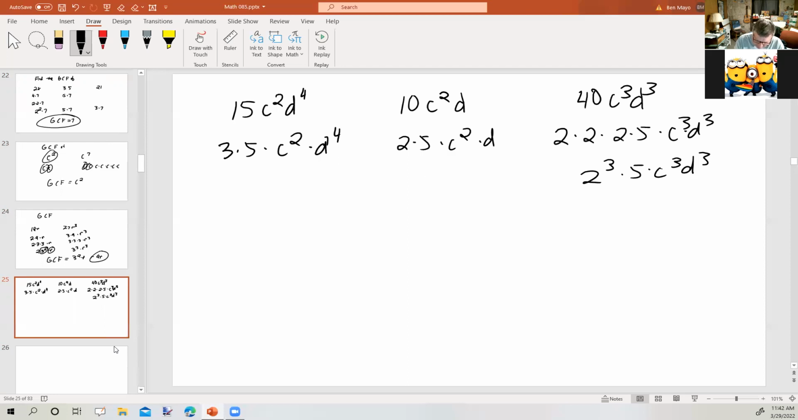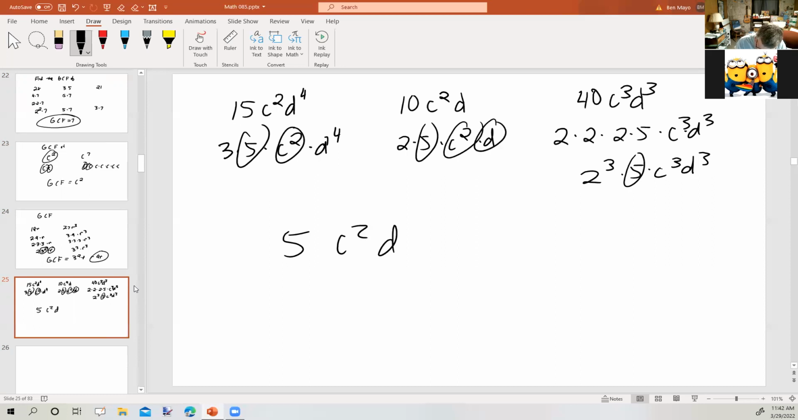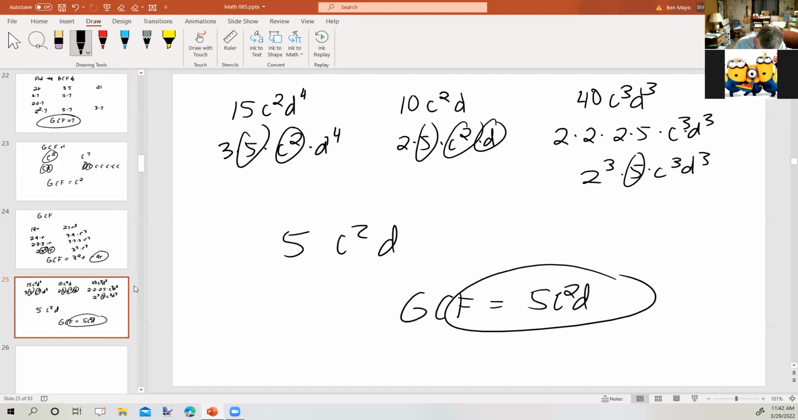So looking at the number parts of each one, let's see. They don't all have any 2s. The first one doesn't. They don't all have 3s, but they all have what? A single 5, and then c squared, and then d. So the greatest common factor is 5c squared d. Any questions on that?